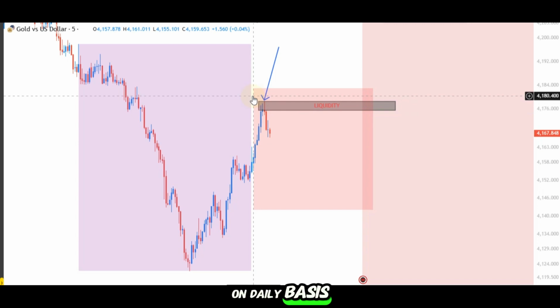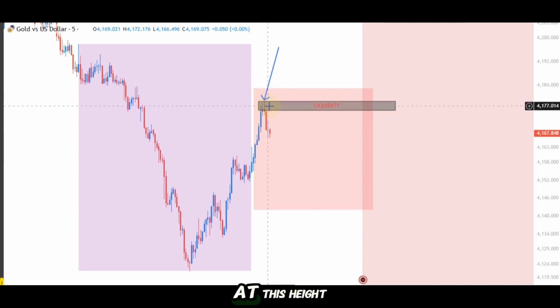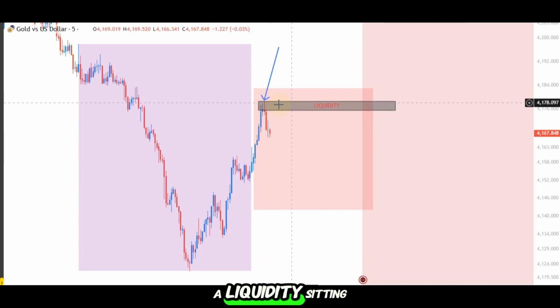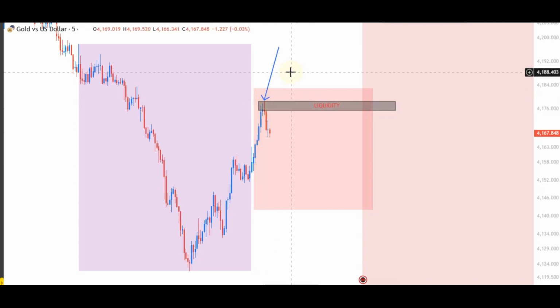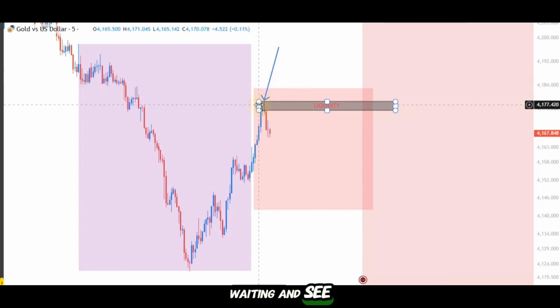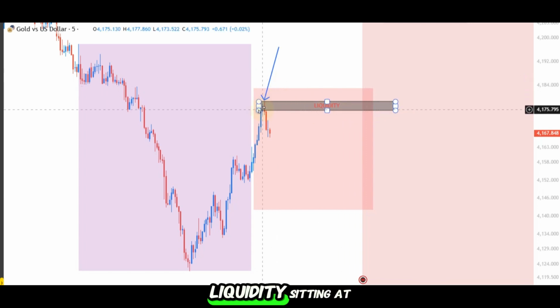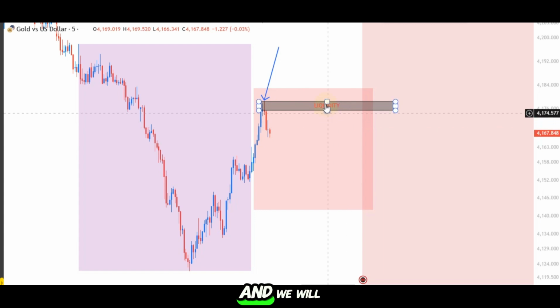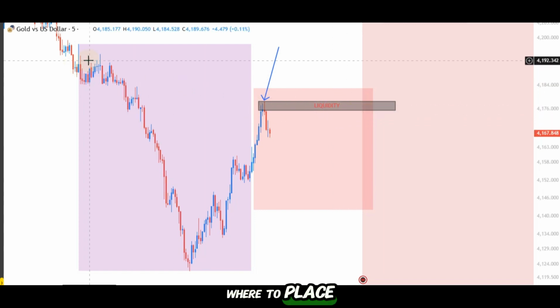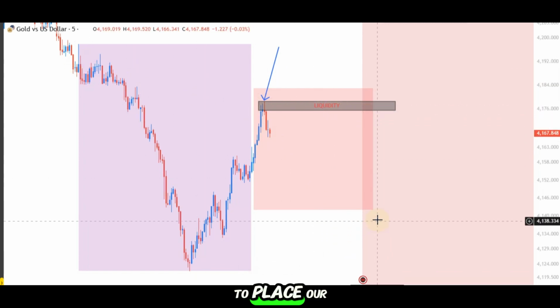So right here at these highs, you guys can see there is a liquidity sitting at these highs. So we are going to be waiting and see how price reacts to this liquidity sitting at these highs. And we will also be checking where to place our stop loss and also where to place our TPs.